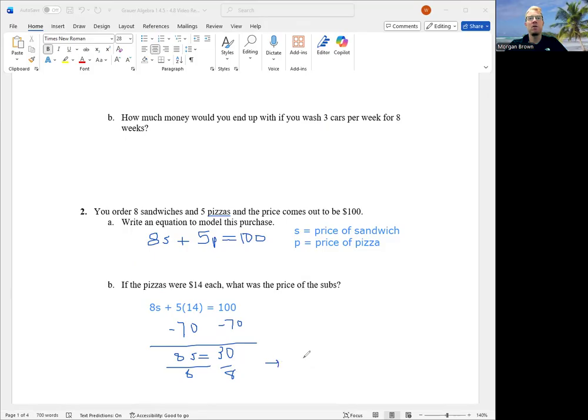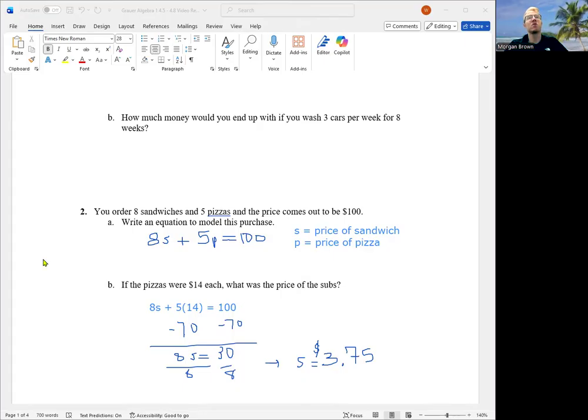And what do we know? A sandwich must have cost me 30 over 8. Cut those in half. That's going to be 15 over 4. Cut that in half, 7 over 2. Cut that in half, 3.75. So a sandwich must have cost $3.75. That's a pretty good price for a sandwich. You can plug these back in and verify it works. 8 sandwiches is 8 times this, plus 5 pizzas is 5 times that, and verified equals 100, which it does.